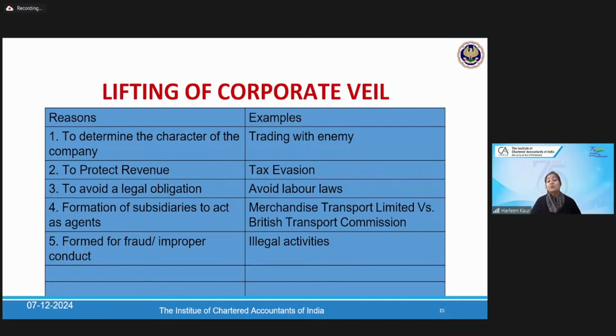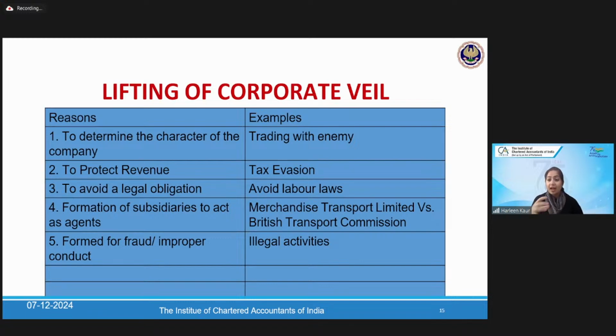And the fifth one is very, very interesting: any illegal activities. If a company is formed specifically for doing fraudulent activities and improper conduct. There was a company which was formed just for doing fraud, just cheating people. So there was a director, Mr. A, and the court held him liable: Mr. A, you have formed a company and you're doing fraud with the people, you're doing cheating, you're doing illegal activities.